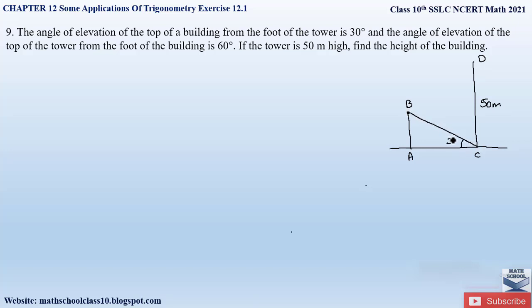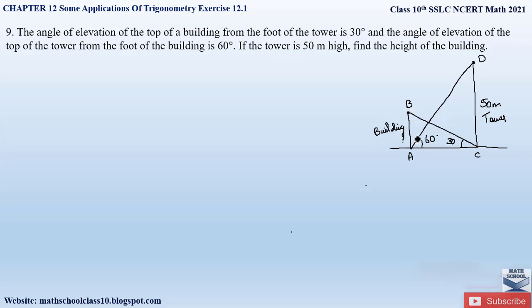degree. Always remember that the angle of elevation goes from down to top. So you should understand that the angle of elevation of top of a building means it is starting from the foot of the tower which is at the ground level, and the angle of elevation of top of the tower from foot of the building is 60 degree. So we have to find out the height of this building AB.